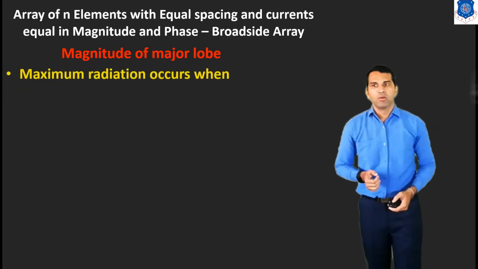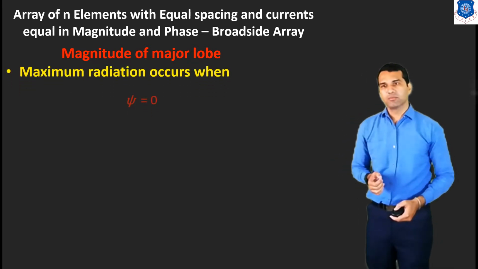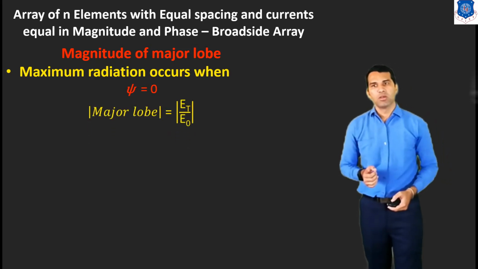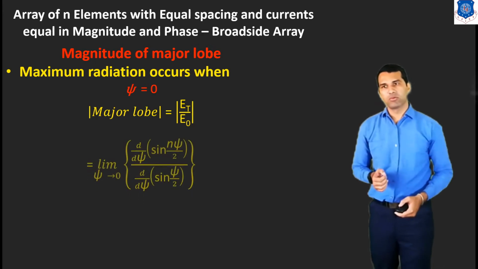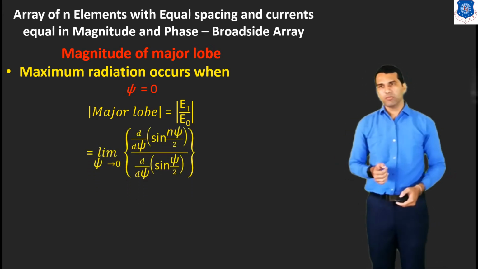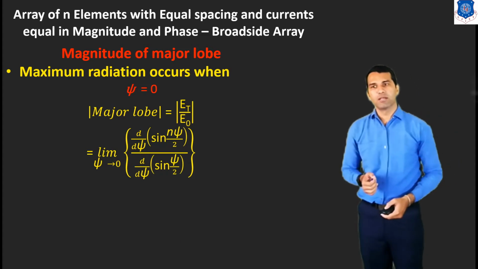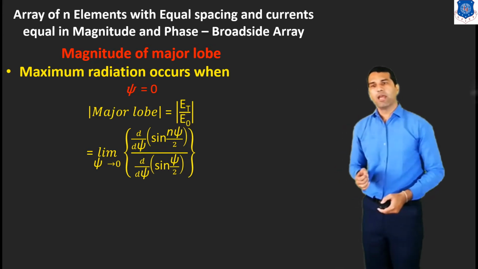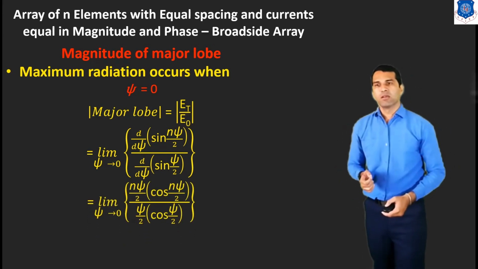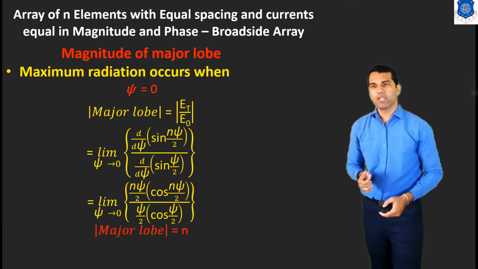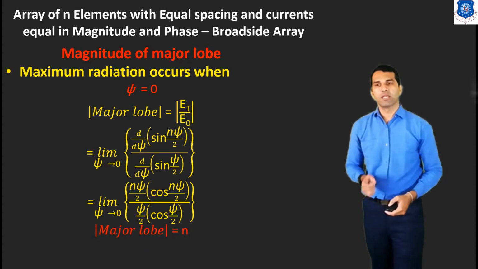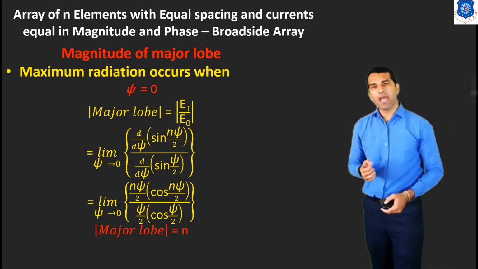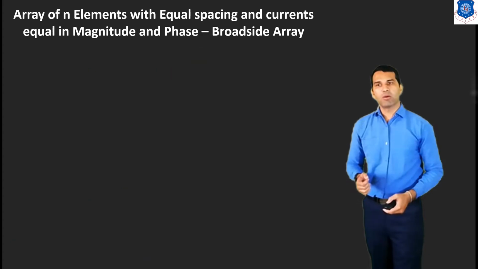Now, the magnitude of the major lobe. The maximum radiation occurs when psi is equal to 0. So for the major lobe, we can write Et by E0 in magnitude. For this, we take the limit as psi tends to 0 of d by d psi of sin n psi by 2 over d by d psi of sin psi by 2. When we solve this, we get the magnitude of the major lobe as n, where n is the number of elements.